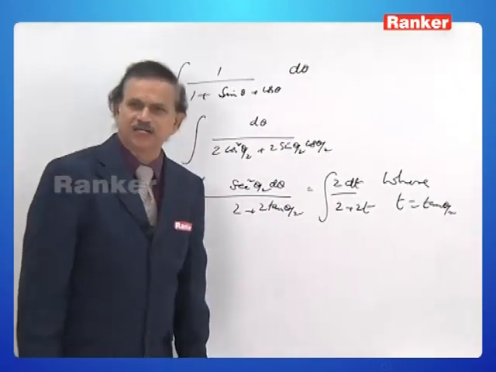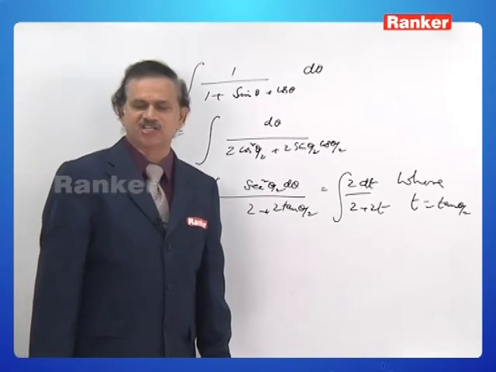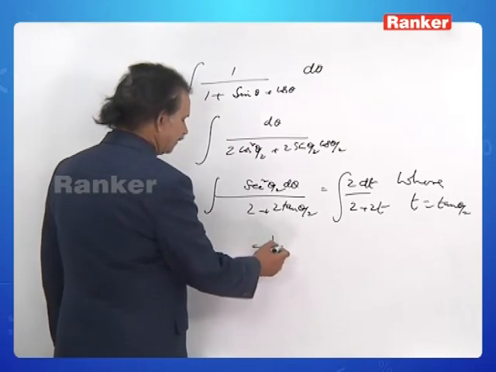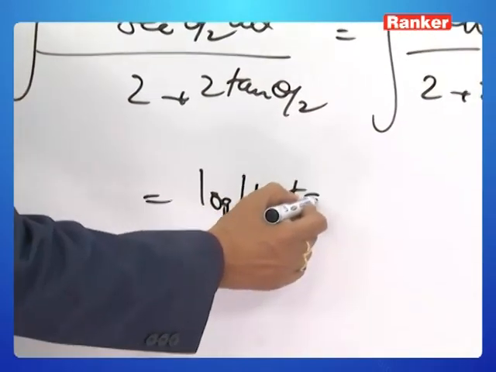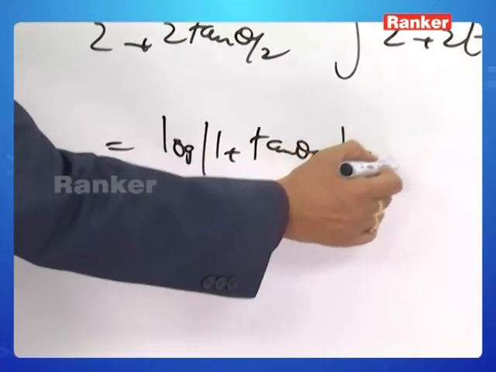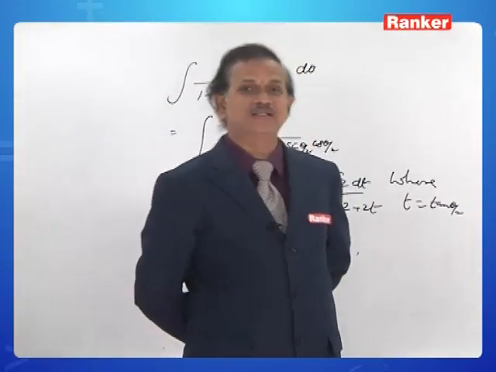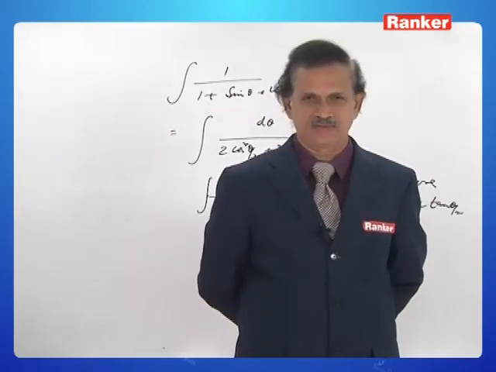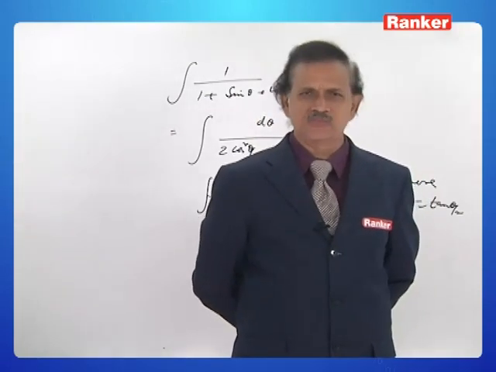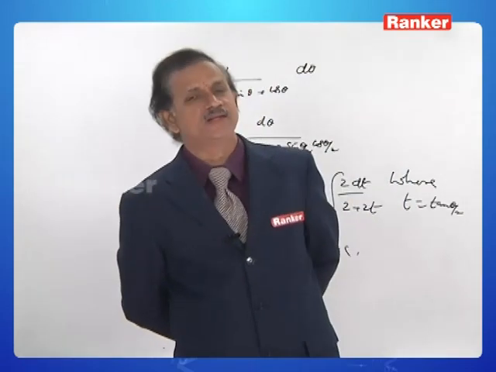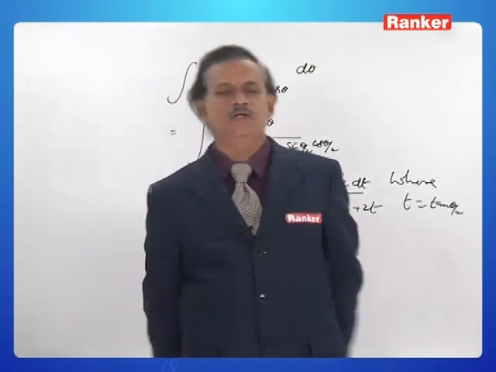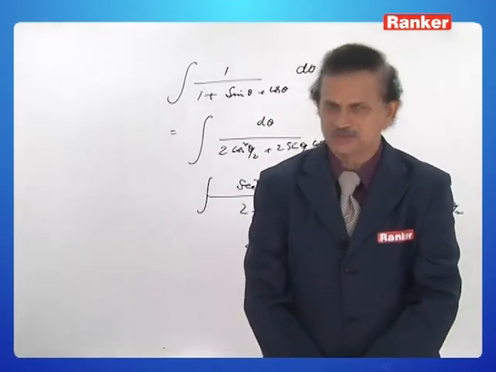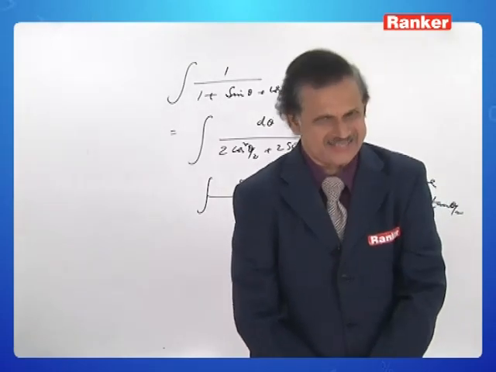Automatically 2 will be cancelled, leaving you 1 by 1 plus t. Its integral is log mod 1 plus t, that is, log mod 1 plus tan theta by 2, plus c. In some problems, both sin theta and cos theta along with some other constant might be present. No problem, we use the same style of substitution, that is either tan theta by 2 is equal to t or tan theta is equal to t, according to the needfulness, according to the context.